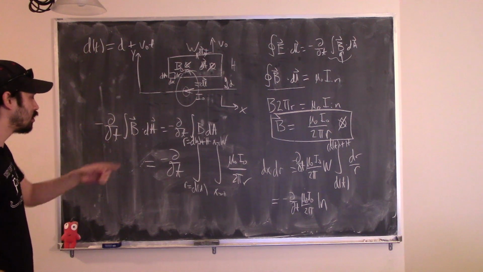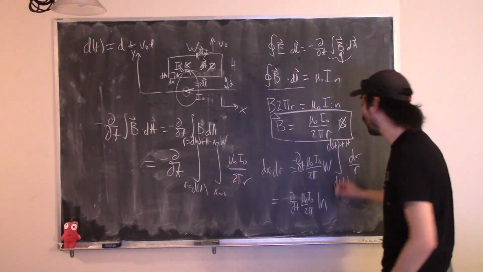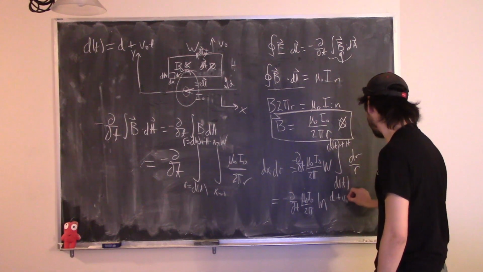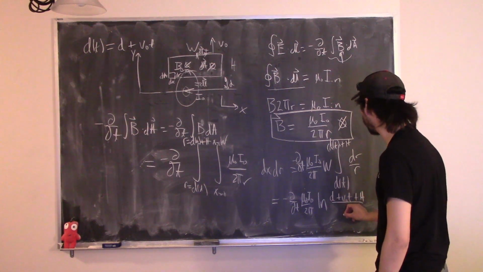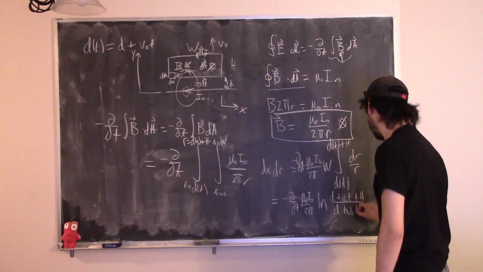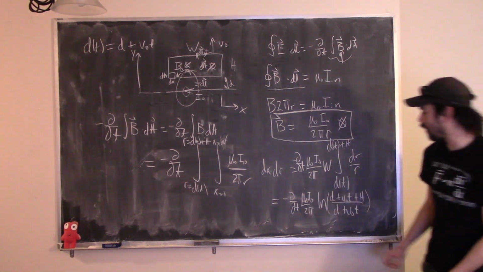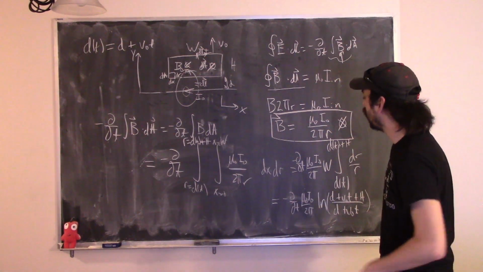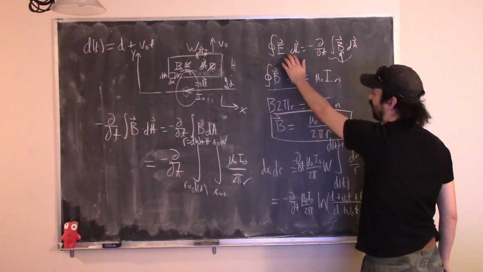Okay? So this is going to tell me that when I do this integral, I'm going to end up having some d plus v0 t plus h, divided by d plus v0 t. Okay. Now I can take this time derivative, and then that's going to help me find what the current is. I'm not going to do that explicitly, but what we will do is we'll evaluate the left-hand side.